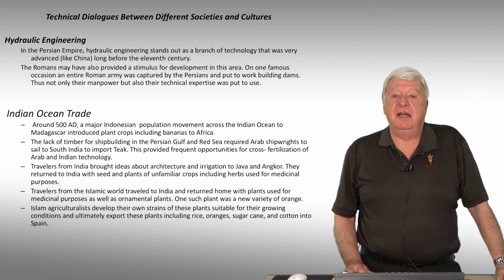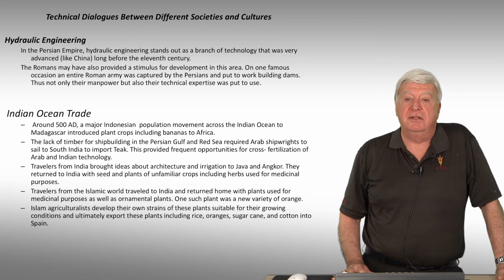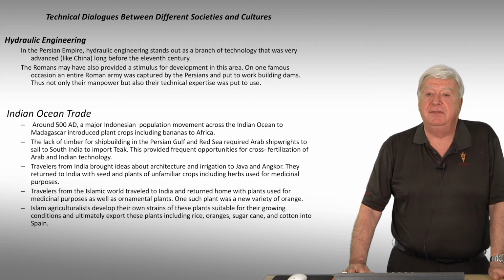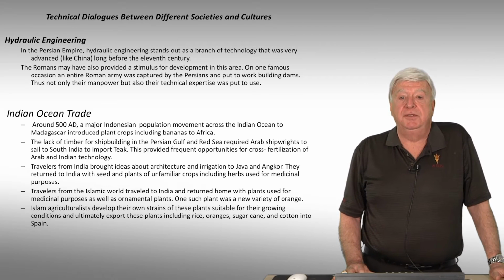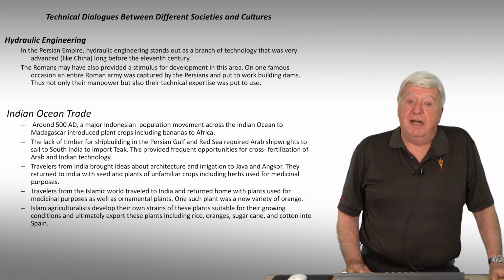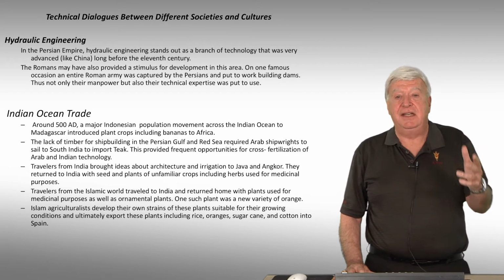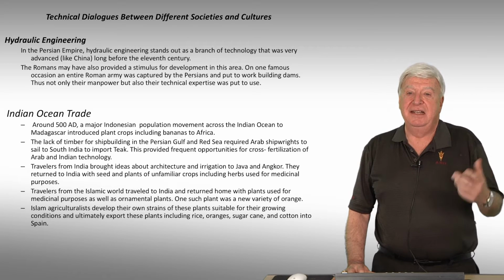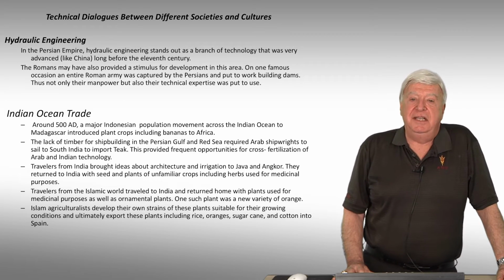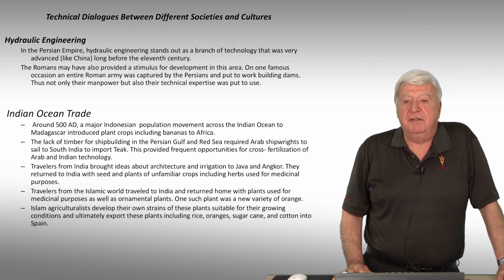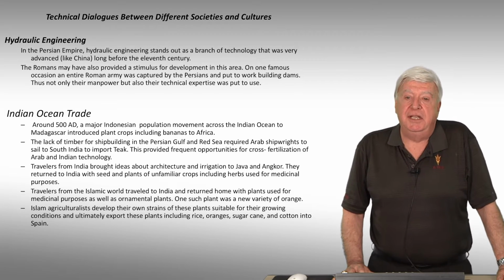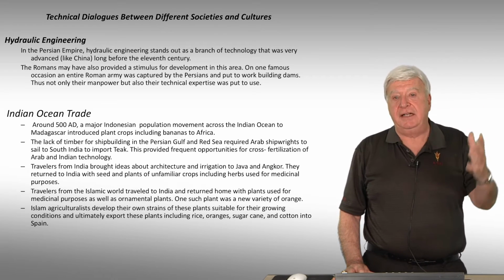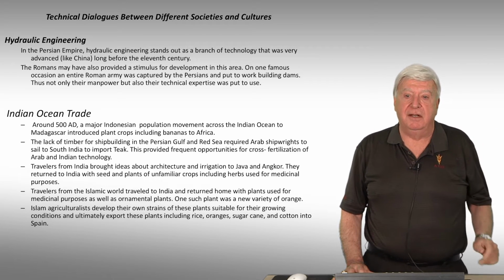Travelers from India brought ideas about architecture and irrigation to Java and Angkor. They returned to India with seeds and plants of unfamiliar crops, including herbs used for medicinal purposes. Travelers from the Islamic world then traveled to India and returned home with plants, again, that India had obtained previously from Java and Angkor. The Islamic travelers returned home from India with these same plants that are used for medicinal purposes. So we see the transfer of technology through this technological dialogue between cultures, okay?